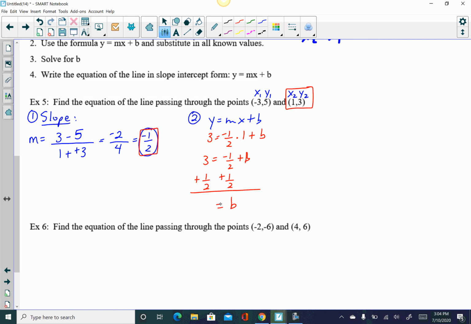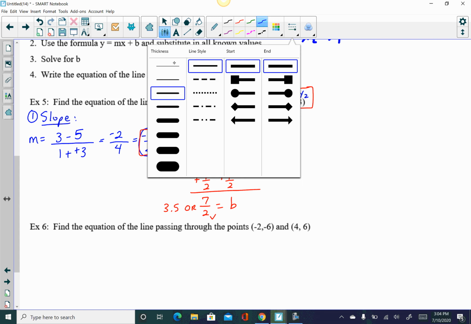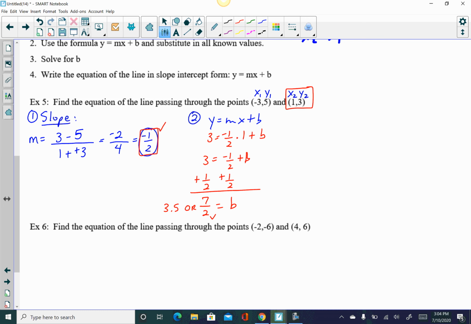So b equals, you could write this as 3.5. I think I'm going to write it as a fraction here as 7/2. But I'll write here that you could also use 3.5. You just typically don't mix fractions and decimals. And since I had written the slope here as 1/2 instead of 0.5, then I'm going to use the y-intercept here as 7/2. But your last step then is just to write your equation in slope-intercept form.